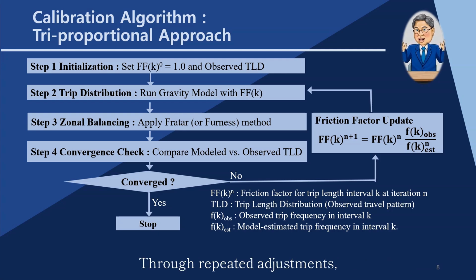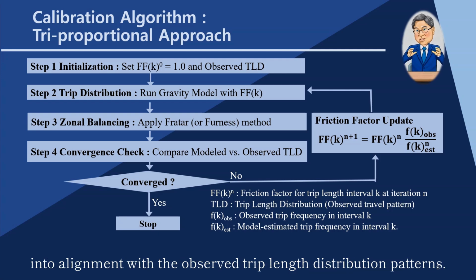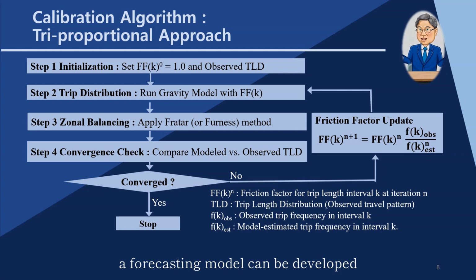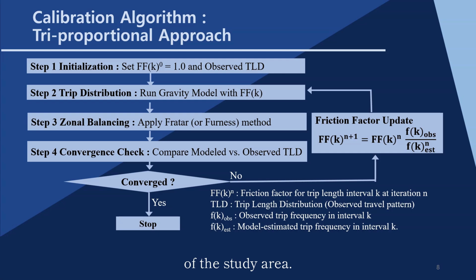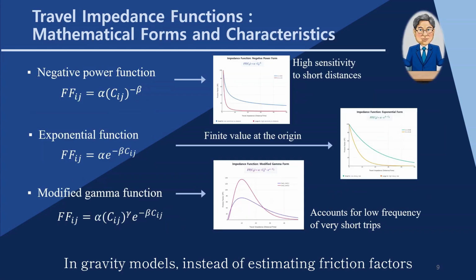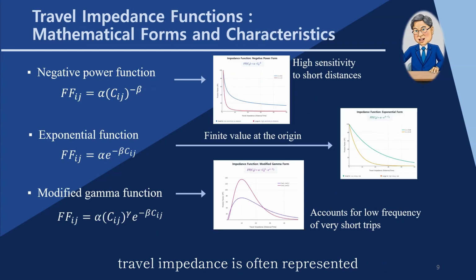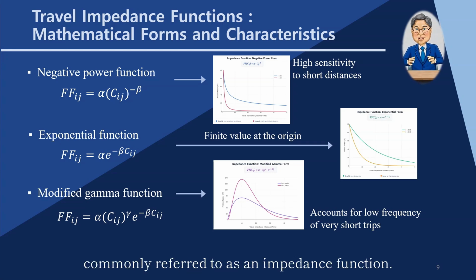Through repeated adjustments, the model's predicted trip patterns are gradually brought into alignment with the observed trip length distribution patterns. Through this systematic calibration process, a forecasting model can be developed that reflects the spatial trip distribution characteristics of the study area. In gravity models, instead of estimating friction factors separately for every distance interval, travel impedance is often represented using a single mathematical formulation, commonly referred to as an impedance function.